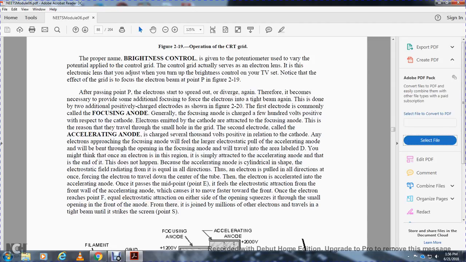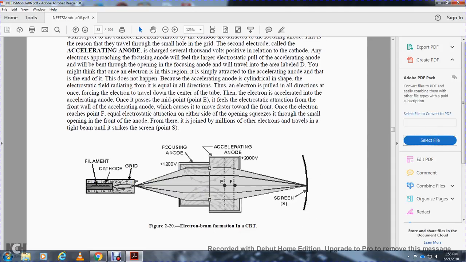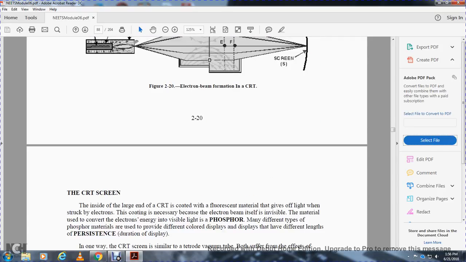Once it passes the midpoint at point E, the field of electrostatic attraction to the front wall of the accelerating anode causes it to move faster toward the front. Once the electron reaches point F, the equal electrostatic attraction on either side squeezes it through the small opening at the front of the anode, so the electrons travel in a tight beam to strike the screen. So you have your filament, cathode, grid, point P, focusing anode, accelerating anode, and then the screen.